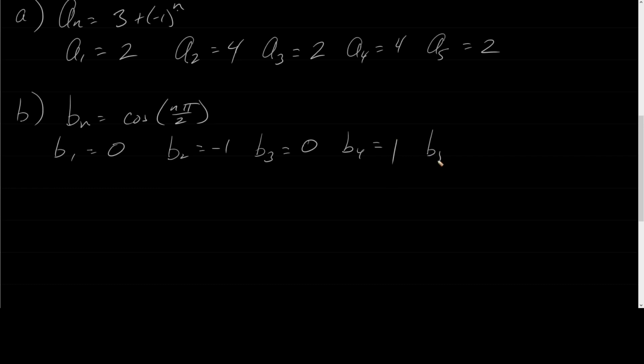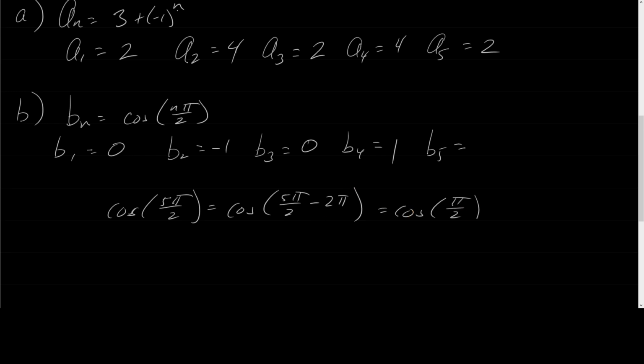B sub 5, plug in 5. Cosine of 5 pi over 2. That's equivalent to saying cosine of pi over 2, right? Cosine of 5 pi over 2 is the same thing as cosine of 5 pi over 2 minus 2 pi, because that's removing a full rotation. Think about the unit circle. That gives us just cosine of pi over 2, which is 0.